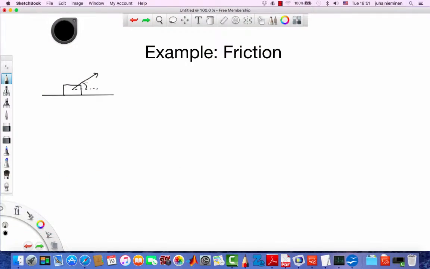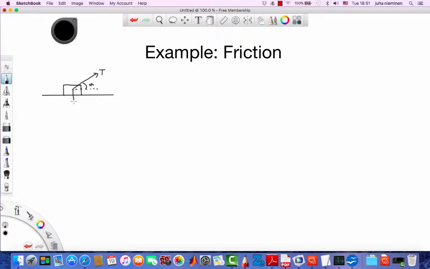Our friction example asks the following question. We would need to pull this box at a constant velocity on a surface with some friction. And the question is, what angle alpha minimizes the tension force in the rope that we are pulling it with? And why is this so?